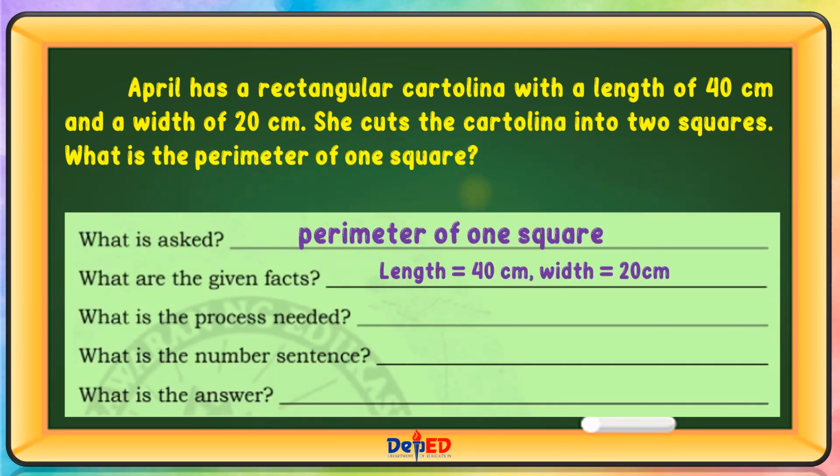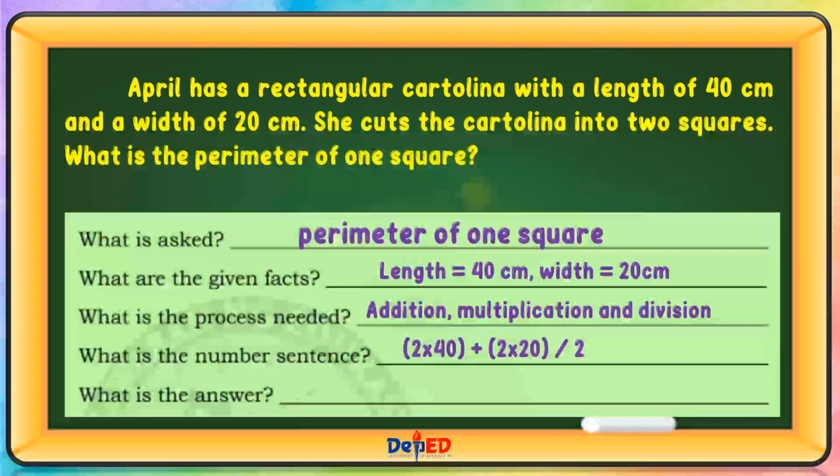What is the process needed? Addition, multiplication, and division. What is the number sentence? 2 times 40 plus 2 times 20 divided by 2. 60 is the perimeter of one square.